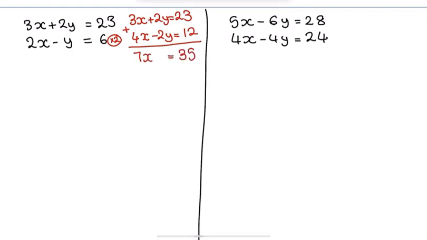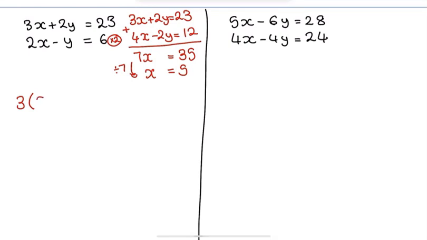Once I add those together, you should get 7x equals 35, meaning x is 5 because you need to divide both sides by 7. You're not done there yet though, you need to find out what y is. So substituting it into any of the equations, you could have picked any. I'm going to pick this one here.